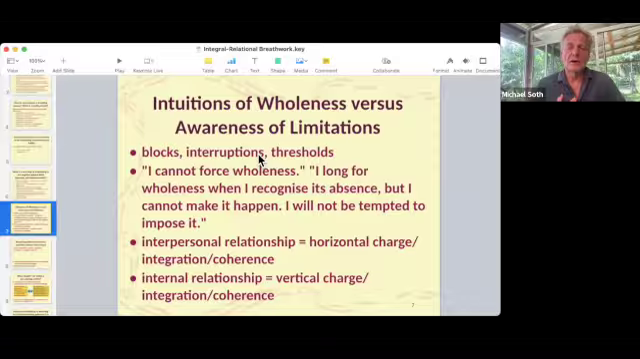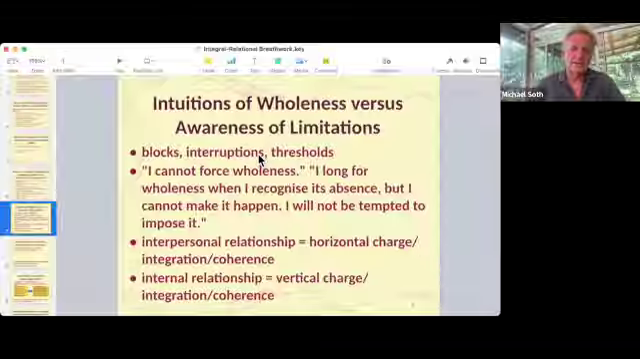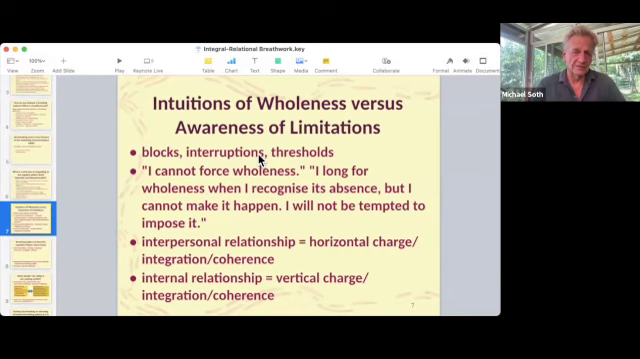So what is possible on my own behalf or somebody else's behalf? What is possible is that I can long for wholeness when I recognize its absence, but I accept that I cannot make it happen. I will not be tempted into forcing it. So that's the fundamental attitude that you take as the breath worker when you encounter a limitation. Yeah, does it make sense? Any questions about that?